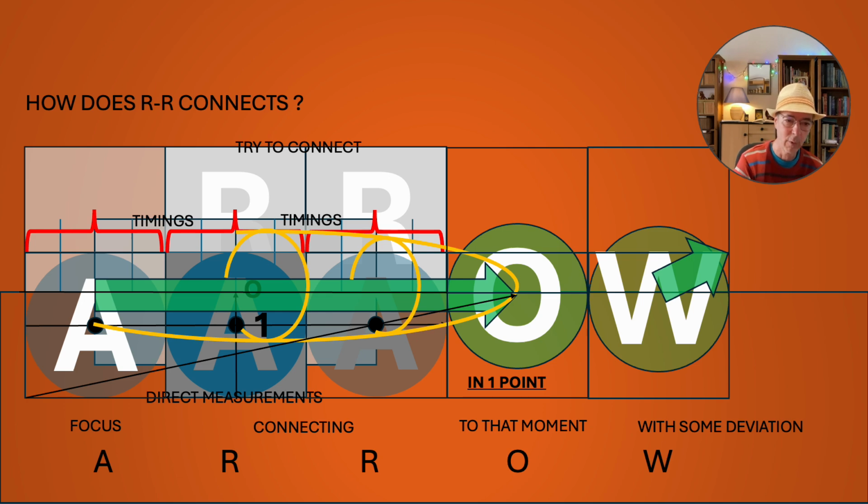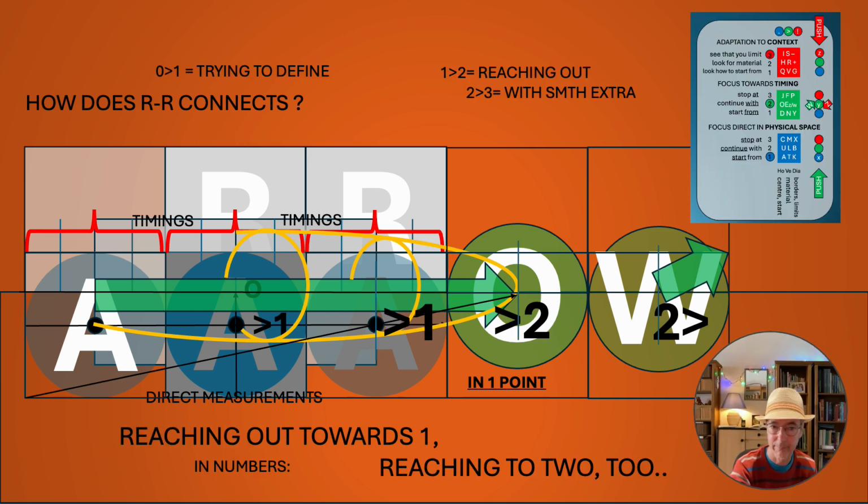We start with the focus which has roots in the past. We continue this focus in the present with our direct measurements. That's how we measure things, and we measure it now by connecting it. We connect it in context immediately. This context itself and our way to connect to the future will connect to the right moment in the future, which will have some deviations in the end. Just change it into numbers a little bit.